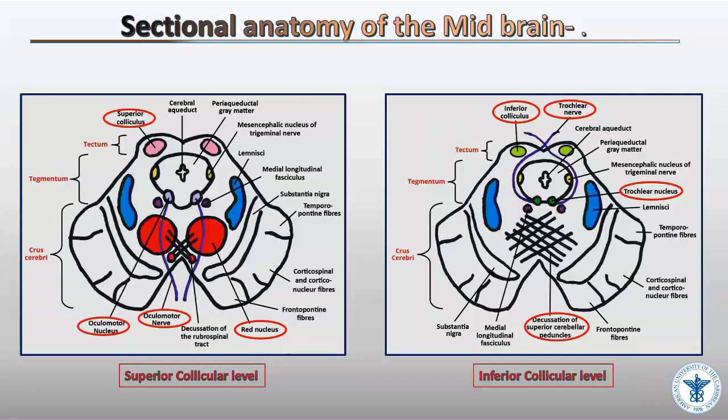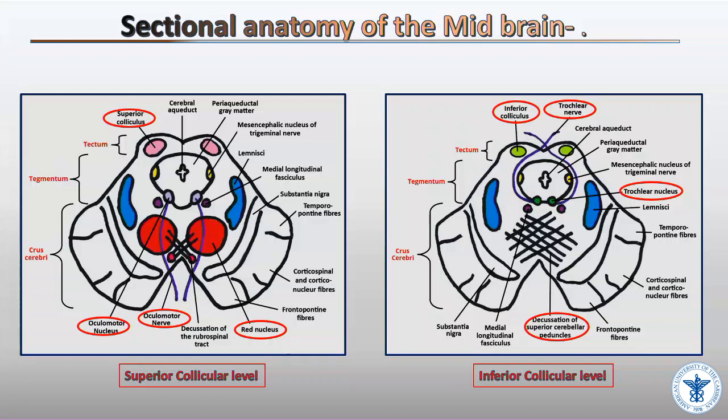But I've put it up for a reason. Now, the one on the left is a section through the superior colliculi. You have the third nerve nucleus there, the third nerve fascicles which pass through the red nucleus and come out here, and the medial lemniscus. So you can see all these structures here. Although the basic structure remains the same, there are very important differences.